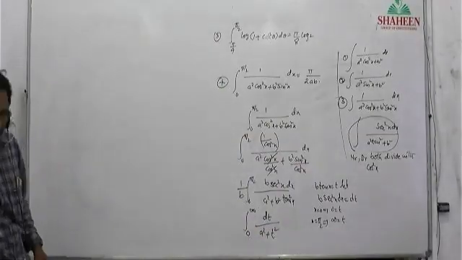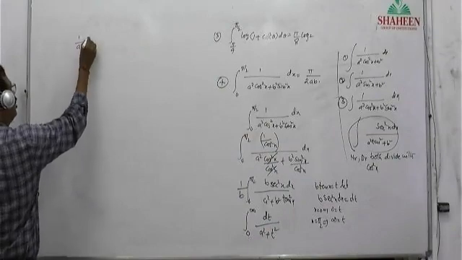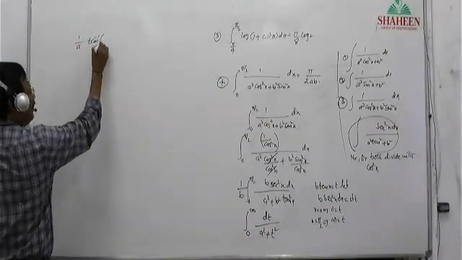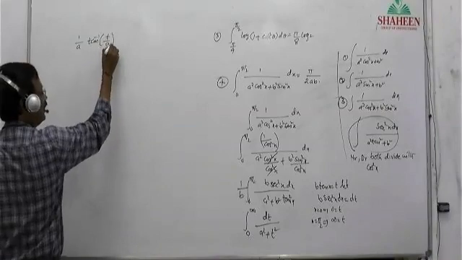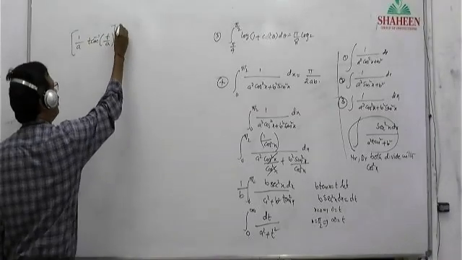Okay. Now, is there any formula? That is one formula there: 1 by A tan inverse t upon A, with limits from 0 to infinity.